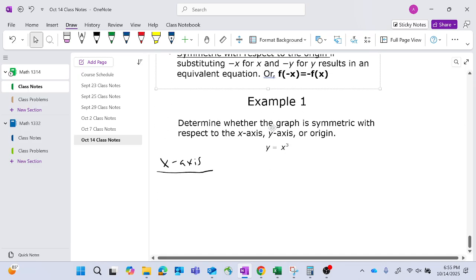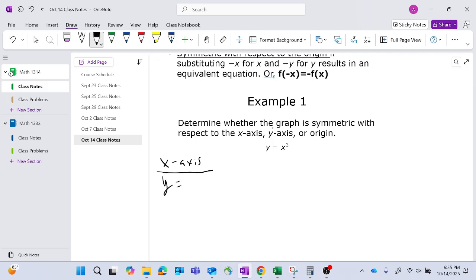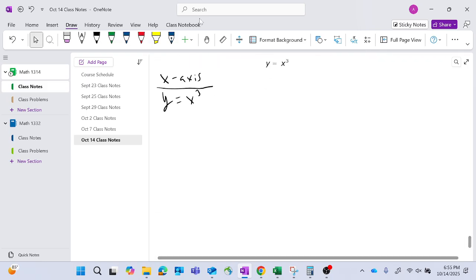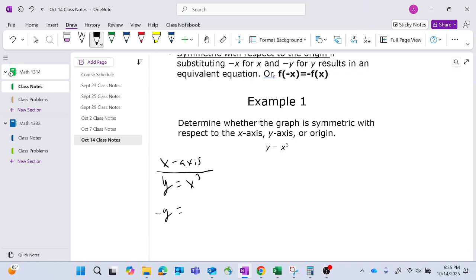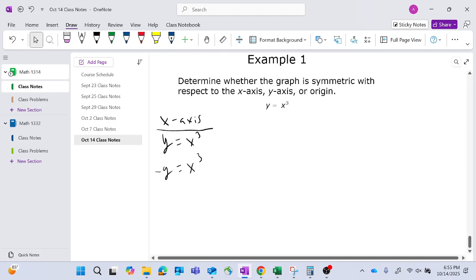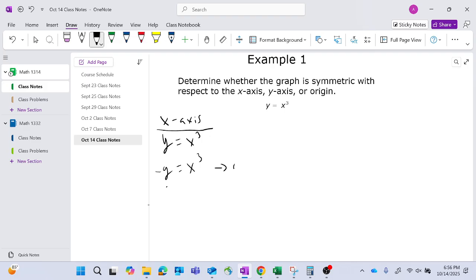What that means is that if you have y equals x cubed, it should also be the same thing as negative y equals x cubed. That's what it means. It should be the same thing. And in this case, they're clearly not. Negative y equals x cubed is saying the same thing as y equals negative x cubed, and these are not the same thing. Because they're not the same thing, they're not symmetric over x.